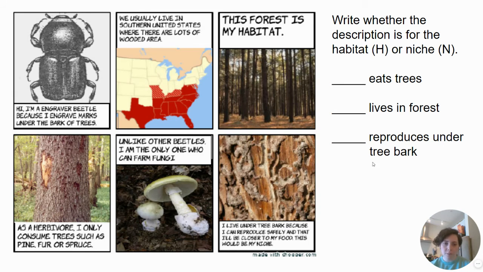So then we have a couple of them over here to look at this time. Try this yourself, and then we'll go through it just like all the others, okay? So use this to help you out. Okay, so in our little description here, we have a niche being that the beetle eats trees. It's something that it does. It's a way that it lives, okay? Habitat, it lives in a forest, so that's the where. And then niche, again, for reproduces under tree bark. It's something that it does.